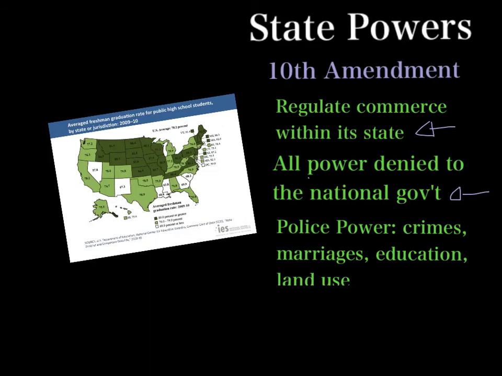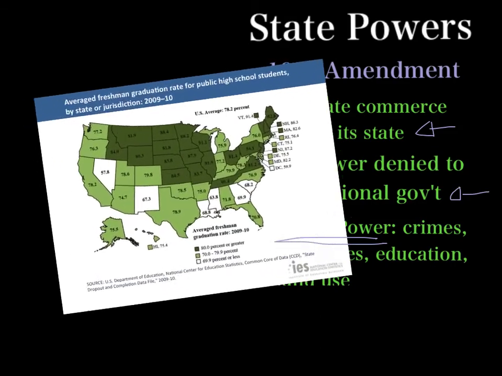This implies that each state has what's called police power. Police power is the authority to legislate for the protection of the health, morals, safety, and welfare of the people. That's why each state sets its own criminal law, each state has its own marriage law, each state has its own education laws and land use. Which leads to, again, like I said before, some inequality within the states.